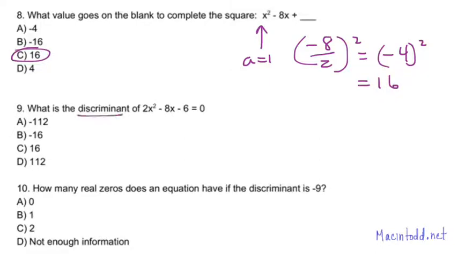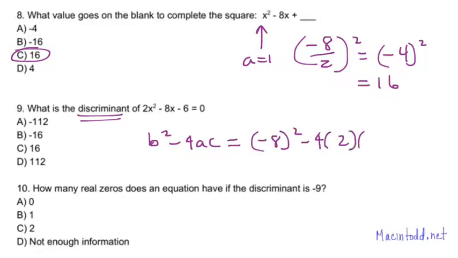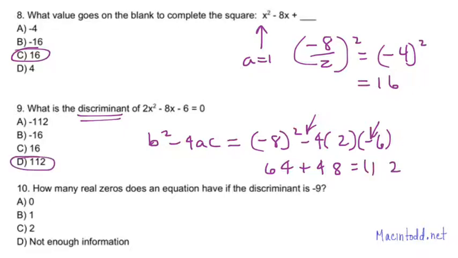Ooh, a discriminant question. Remember, discriminant is equal to just the value of b squared minus 4ac, so it's negative 8 squared minus 4 times a times c. 64. I got two negatives here, which means it's going to be an addition problem, plus 48. 2 times 4 is 8, and 8 times 6 is 48. And so I add those two together. 8 and 4 is 12, carry 1. I'm getting 112. So my discriminant is 112. That means this quadratic equation will have two real solutions if I were to solve it.